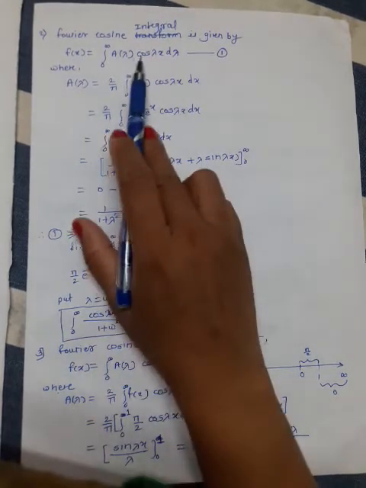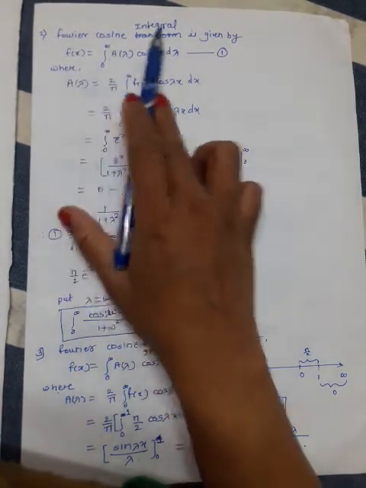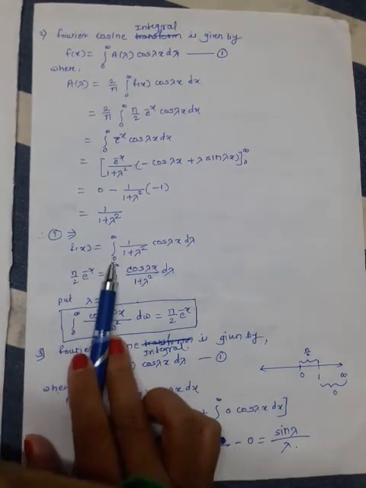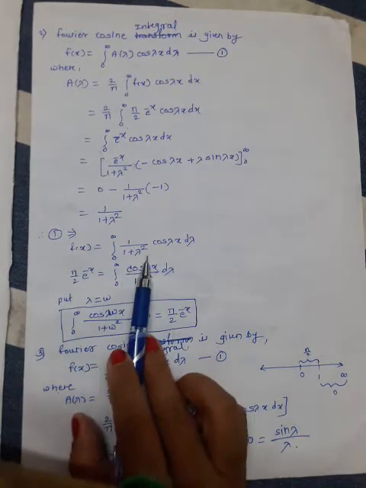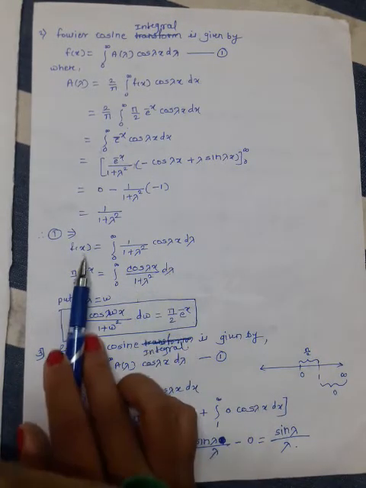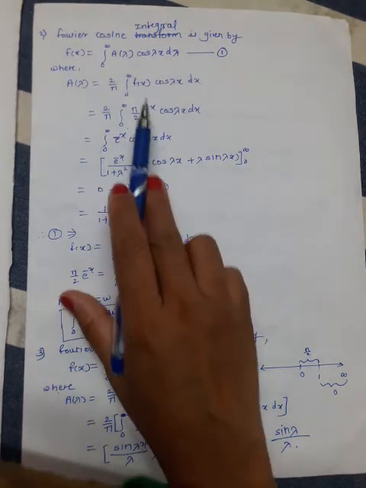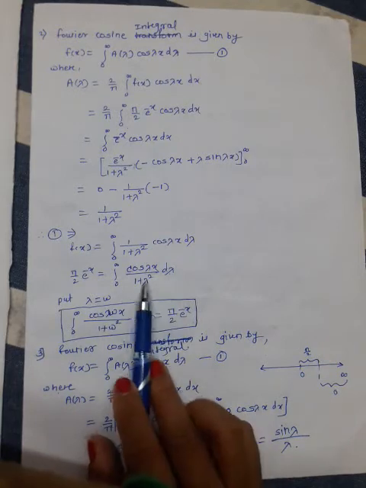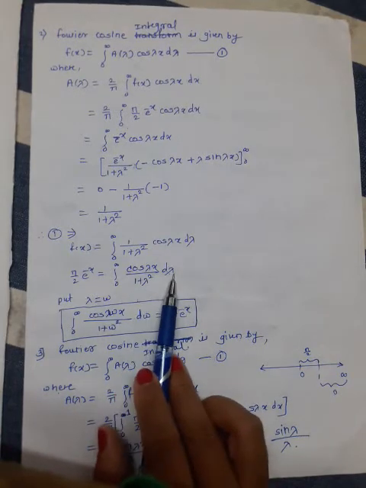Now put this value in our original formula, the Fourier cosine integral formula. We get the function value f(x) equal to integration 0 to infinity A(lambda), that is 1 upon 1 plus lambda square, into cos lambda x d lambda. Now the function value, as we already put, is pi by 2 e raised to minus x, equal to integration 0 to infinity cos lambda x upon 1 plus lambda square d lambda.